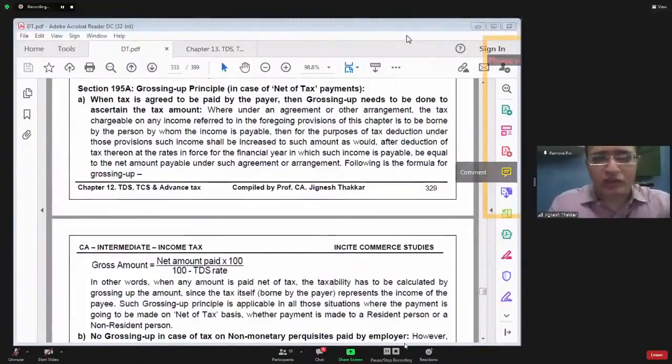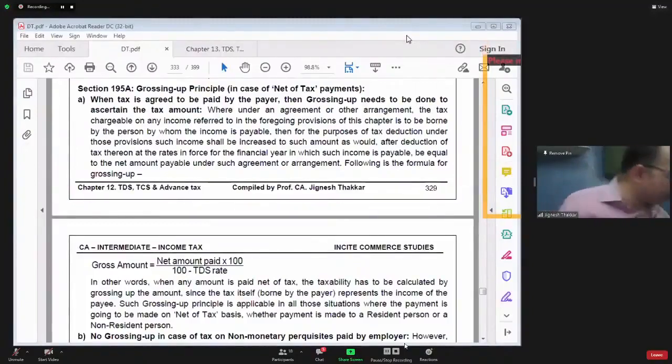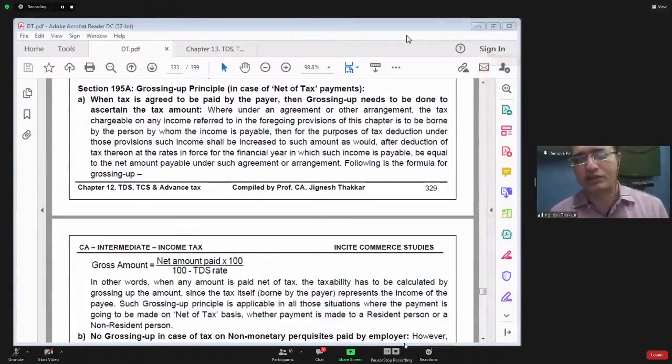So yesterday we completed all the sections of TDS. Now we need to move on to other sections. But before we do, let me remind you that when we started this chapter, I told you that it is divided into three parts: TDS, TCS, and advance tax.